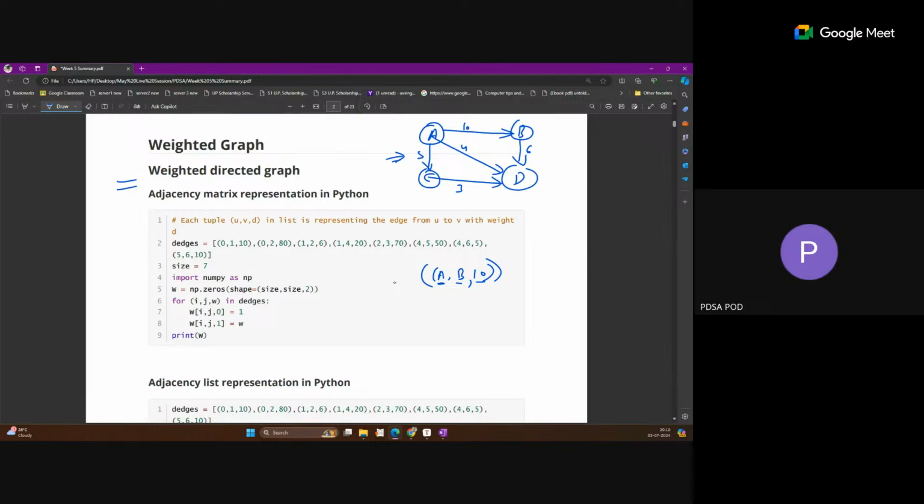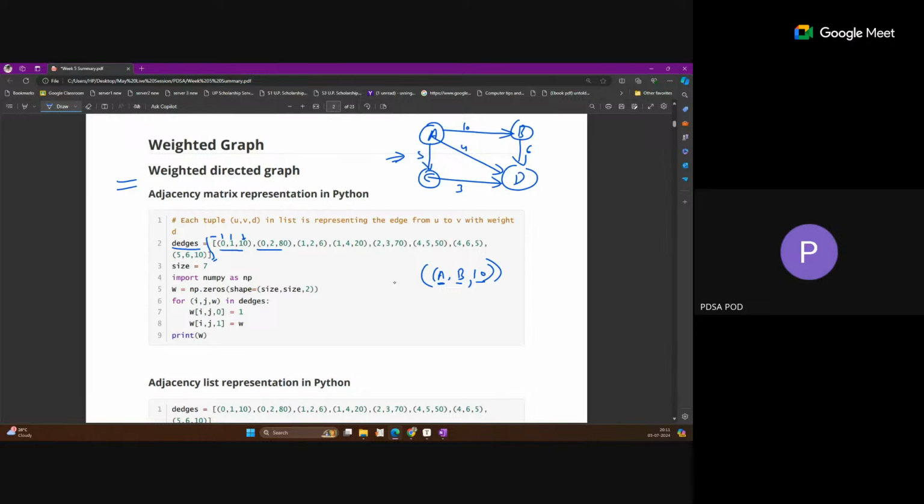So now you can see D edges. So that means directed edges, and each edge contains three values. One is the start point, this is the destination point, and this is the weight of the edge. So now for the graph, these are some edges we have. So this D edges is representing a set of edges.